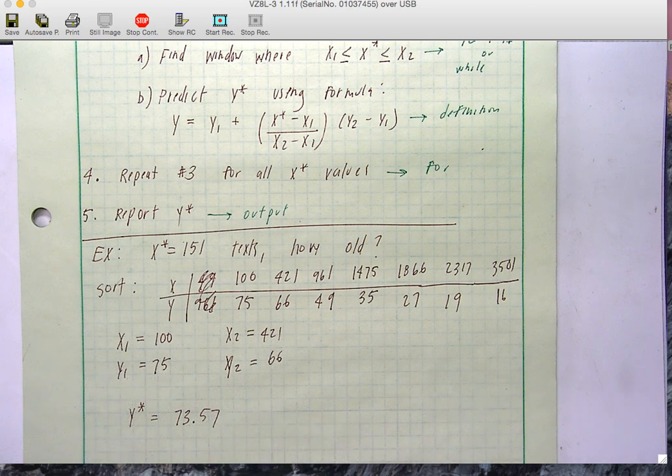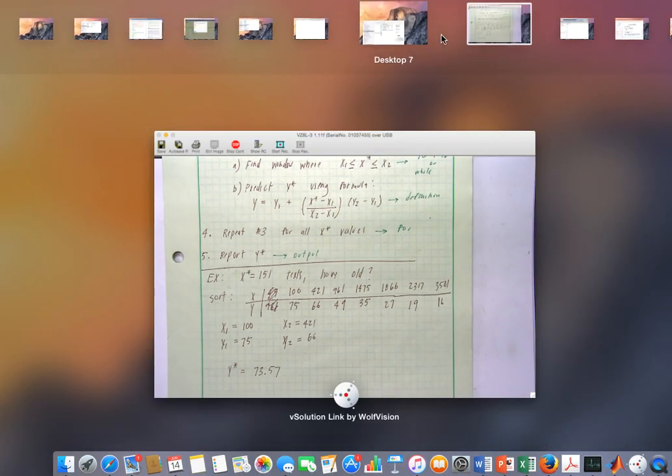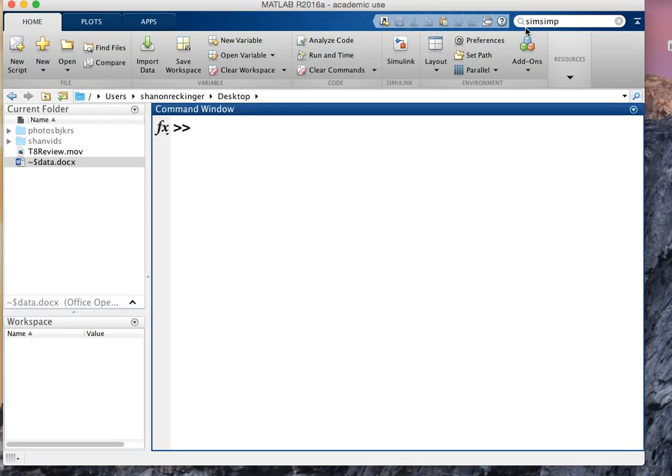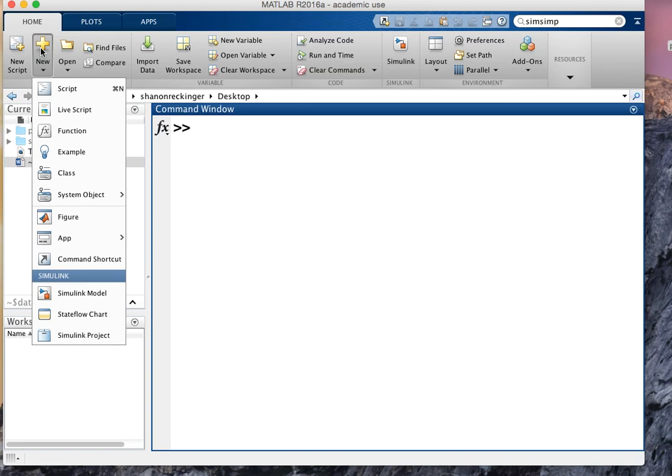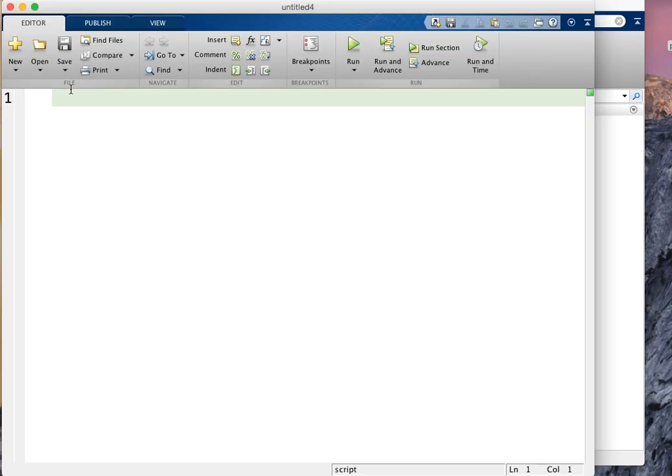In your guys' case, when you write yours, you're going to want to check that graphically by plotting the original data and then plotting the interpolated data on top of it, and all the interpolated data should be in between that. So let's move over to MATLAB really quick. And I wanted to show you a couple of things that you can do if you'd like to make this algorithm a little bit easier.